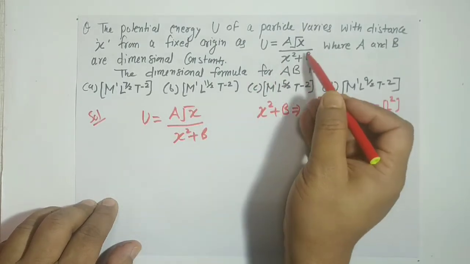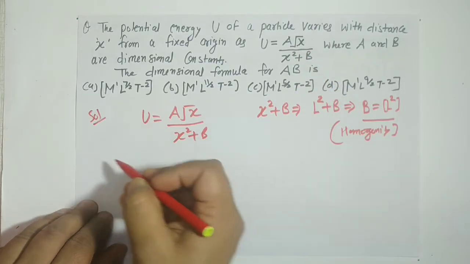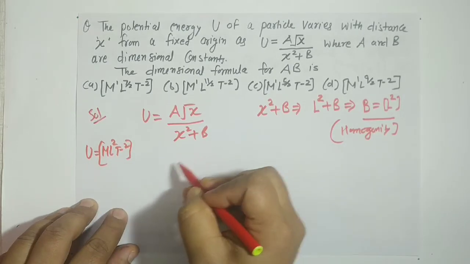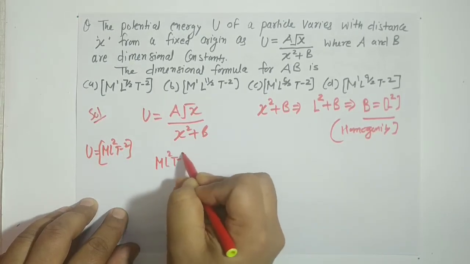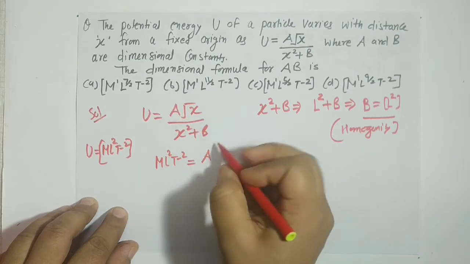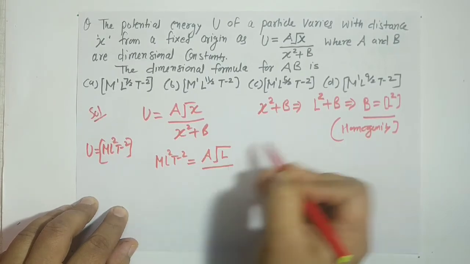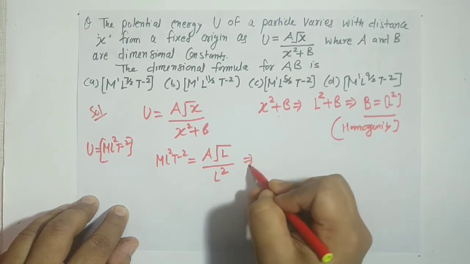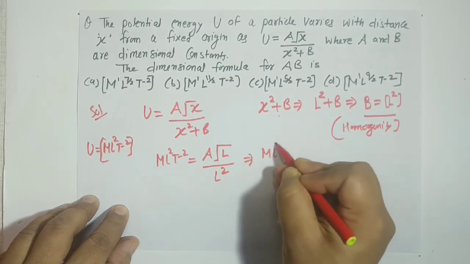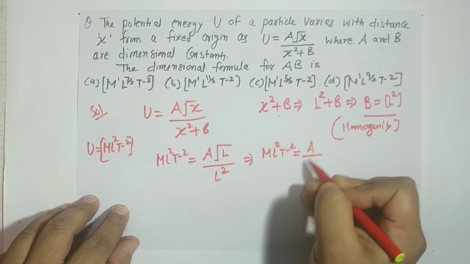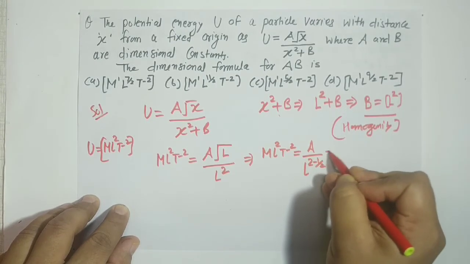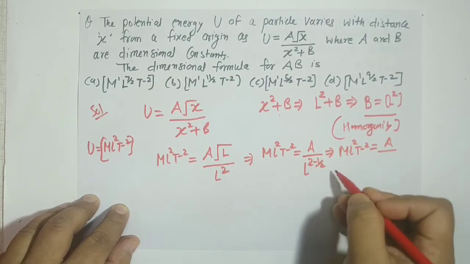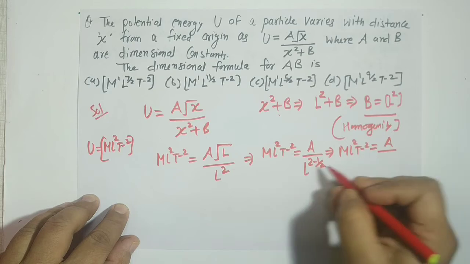Now you have to calculate A. What is potential energy? You have the dimension ML square T minus 2. So you put it here. In place of U, ML square T minus 2, A, what is x? It is root L, and x square plus b will also be L square. So are you getting it or not? So you get ML square T minus 2 equals A, and it will be L to the power 2 minus half. So finally ML square T minus 2, and it will be 2 minus half, which is 3 by 2.